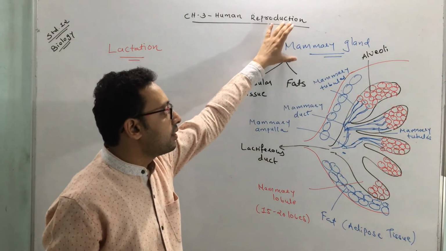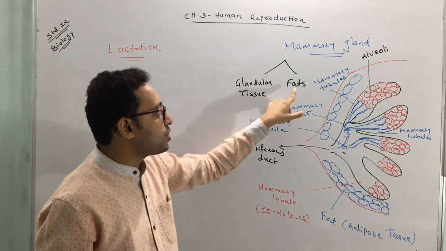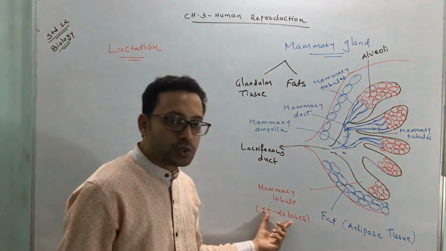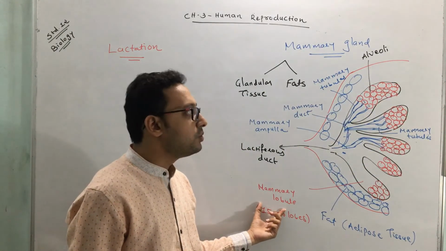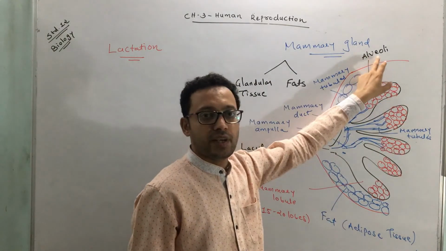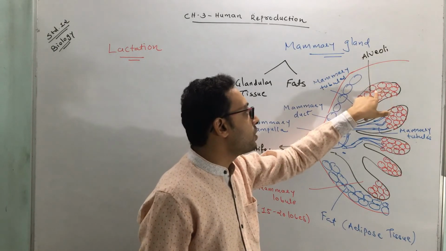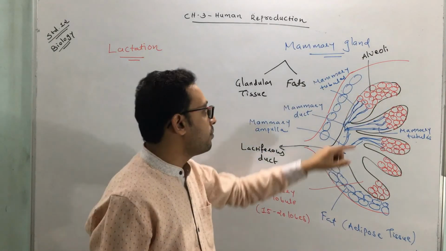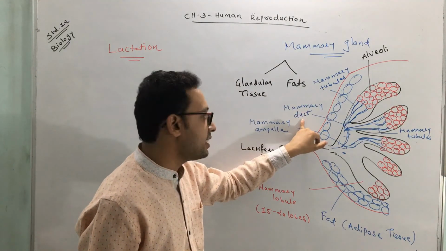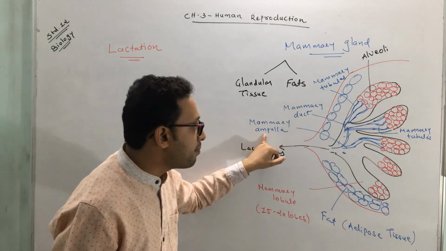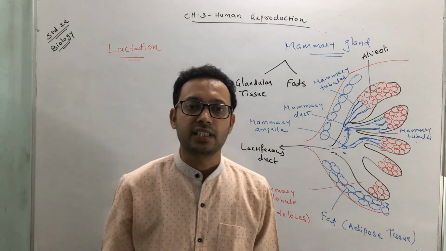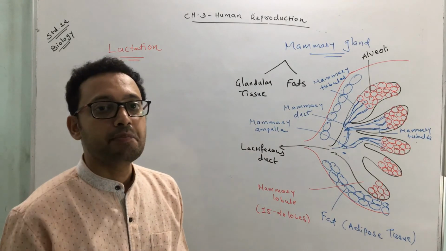So again, repeat. The mammary gland consists of glandular tissue and fat. The glandular tissue consists of 15 to 20 lobes, which we call mammary lobules. Each lobule contains a group of cells called alveoli, where the milk is produced. Milk is stored in its lumen. From that it carries to a mammary tubule. Mammary tubule to mammary duct. Mammary duct to mammary ampulla. Mammary ampulla to lactiferous duct. And through the lactiferous duct it is sucked out via the nipple.